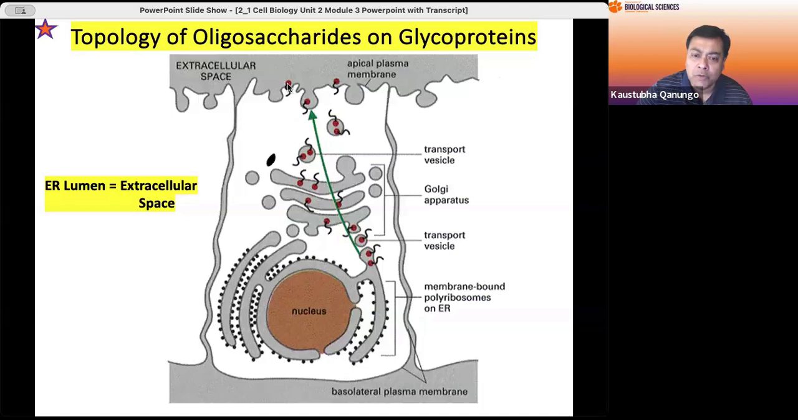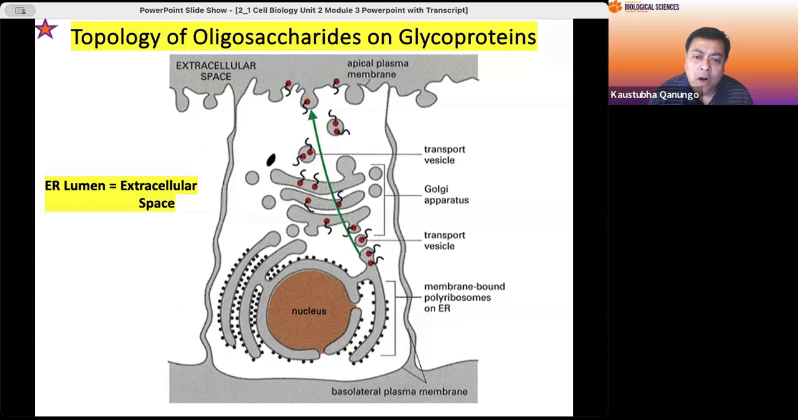So again, for a protein synthesized in the ER, this is how the membrane topology looks. If it becomes a Golgi protein, this is how it will look. If it becomes a plasma membrane protein, this is how it will look. So definitely remember that.